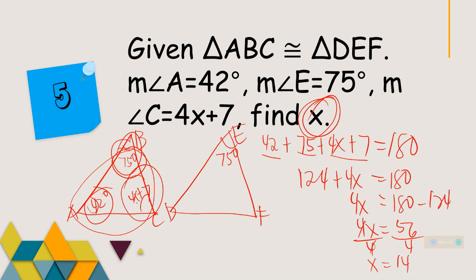If we are going to substitute, let us check if we got the correct answer. 4 times 14 is equal to 56. Plus 7 is equal to 63. So let us check. Angle A is 42 plus angle B is 75 plus angle C is 63. 2 plus 5 is 7 plus 3 is 10, 0, carry 1. So 1 plus 4 is 5 plus 7 is 12 plus 6 is 18, giving 180. So we have proven that the value of our x is 14.